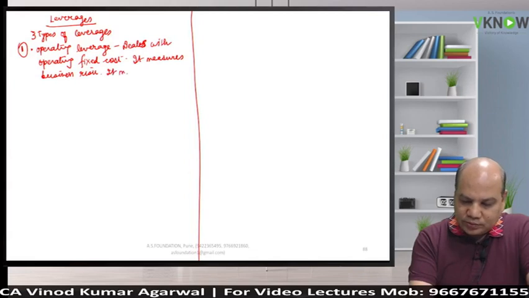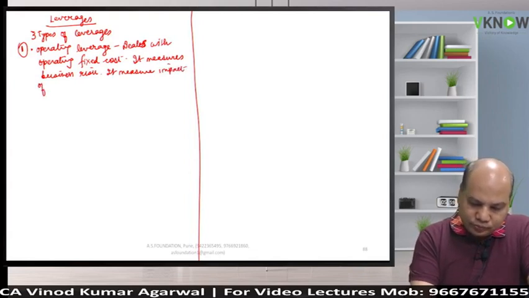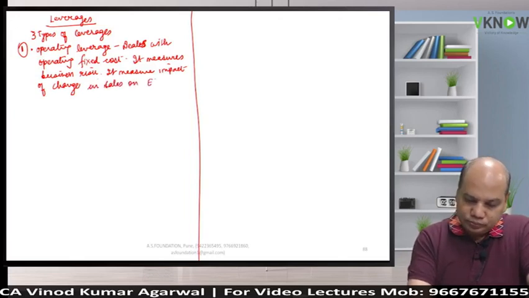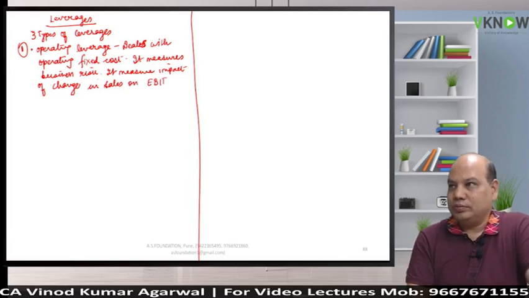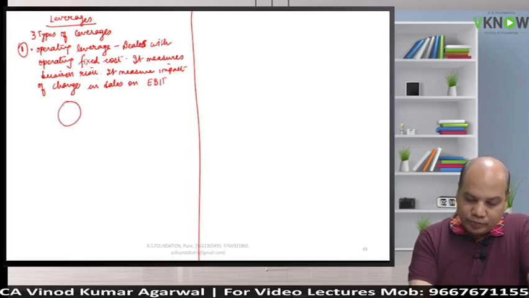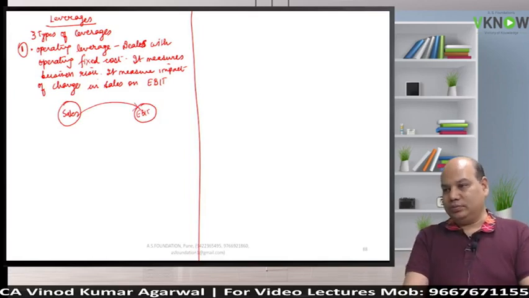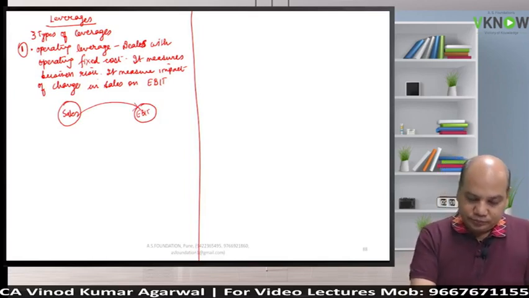It measures the impact of change in sales on EBIT. Okay. So it connects two variables, sales and EBIT. How much sales would impact EBIT? Formula.